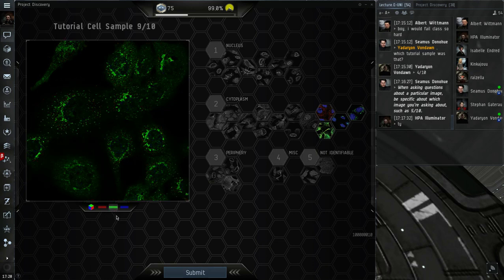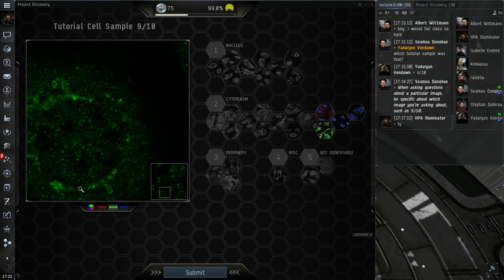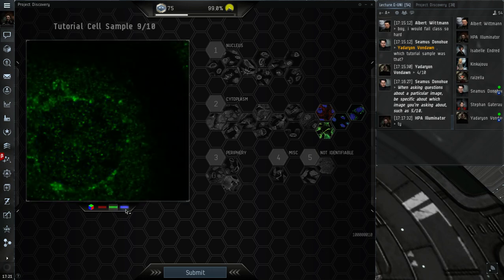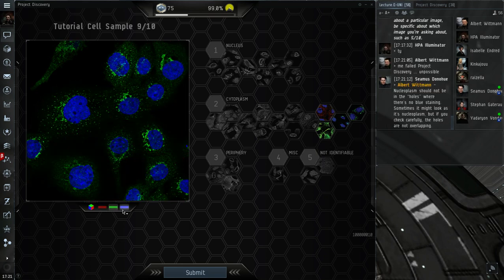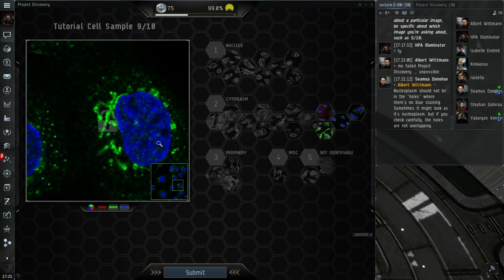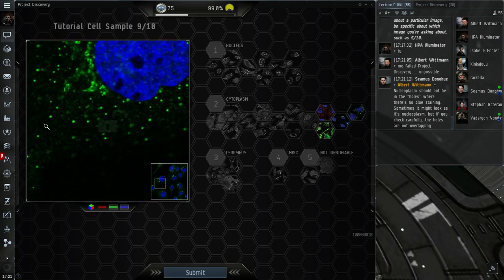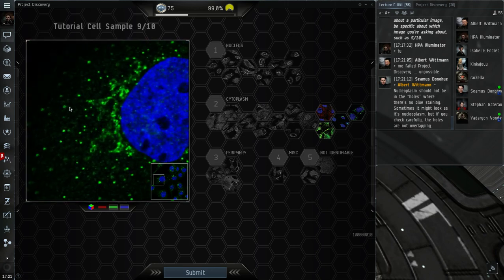So here we're getting another tricky one. There seems to be a slight staining in the nucleus, but it's really weak. It's also a very weak background staining in the cytoplasm. And then we also have this very specific pattern next to the nucleus. And we also have a sort of dot-like pattern further out in the cell.